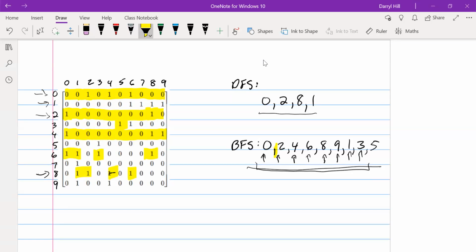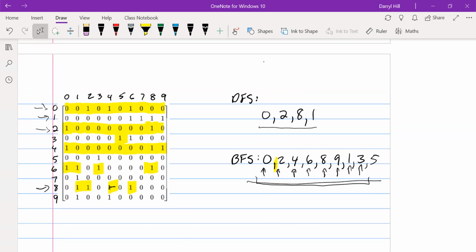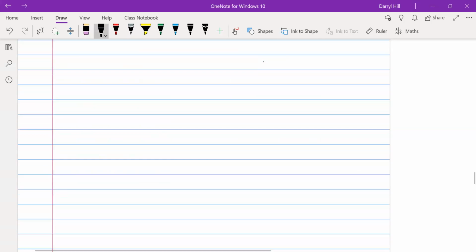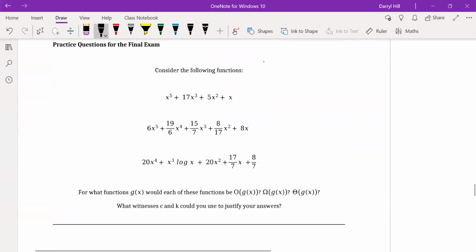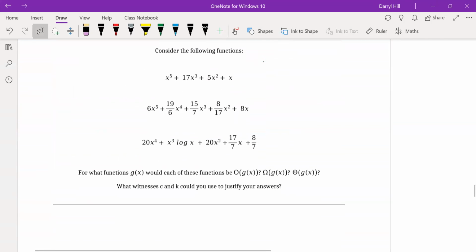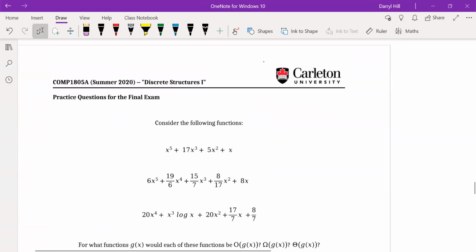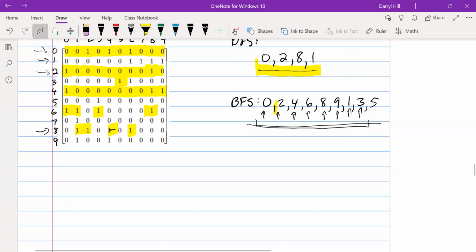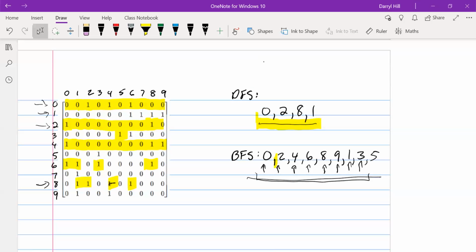Yeah, and the same for the depth first search. I didn't complete it here, but it's just the same order that you visit them. All right, any other questions on these graph theory questions?